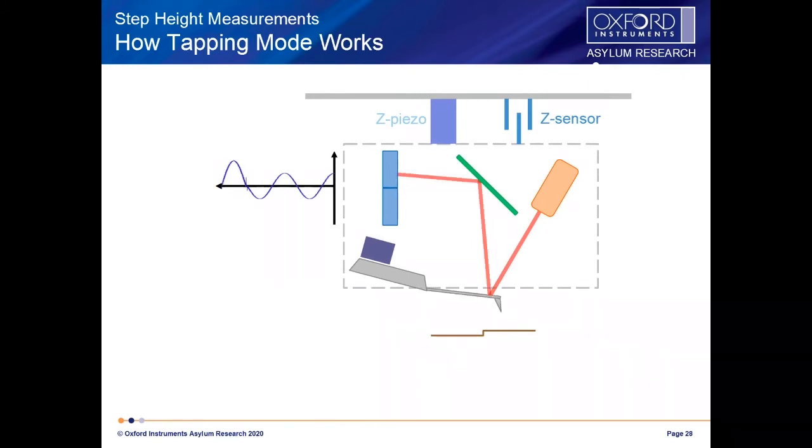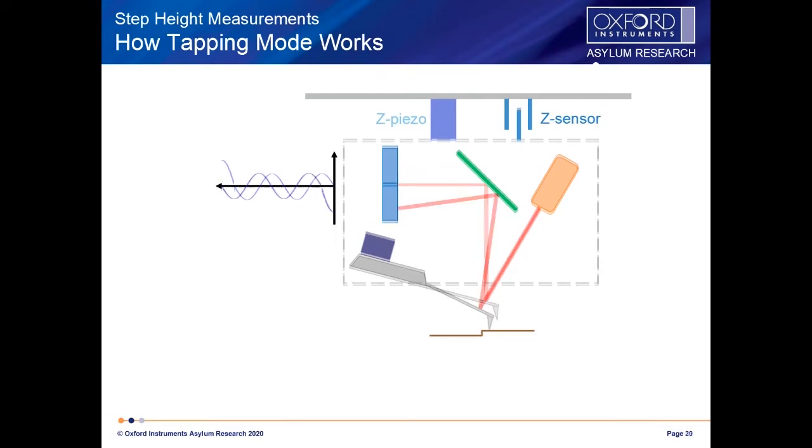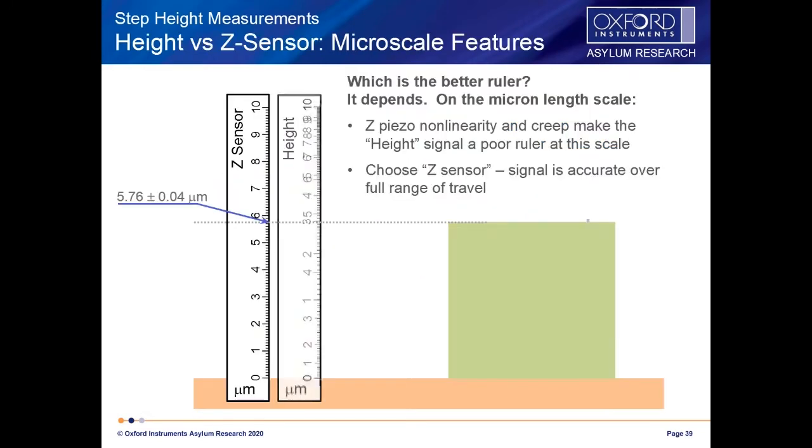In an AFM, we have a feedback loop that measures this change in amplitude. AFMs have a Z piezo that responds to the change in the amplitude. When the amplitude is smaller than the desired amplitude, which is often called the set point, the Z piezo retracts the tip away from the surface and finally brings the amplitude back to the desired value.